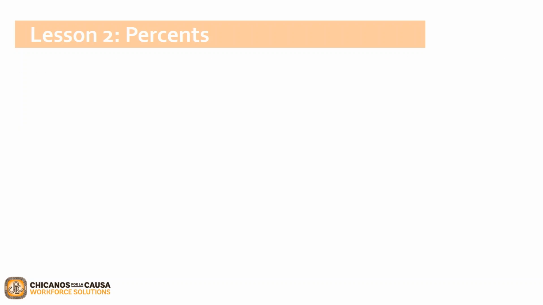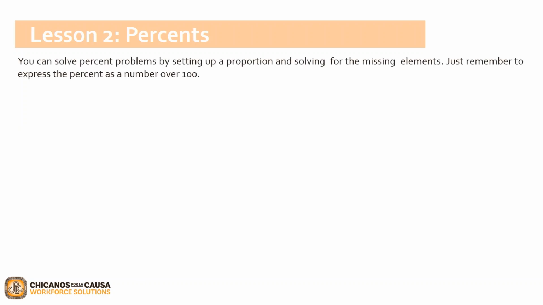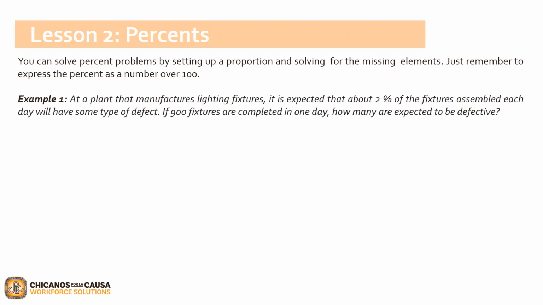You can solve percent problems by setting up a proportion and solving for the missing elements. Just remember to express the percent as a number over 100. For example 1, it says, at a plant that manufactures lighting fixtures, it is expected that about 2% of the fixtures assembled each day will have some type of defect. If 900 fixtures are completed in one day, how many are expected to be defective?